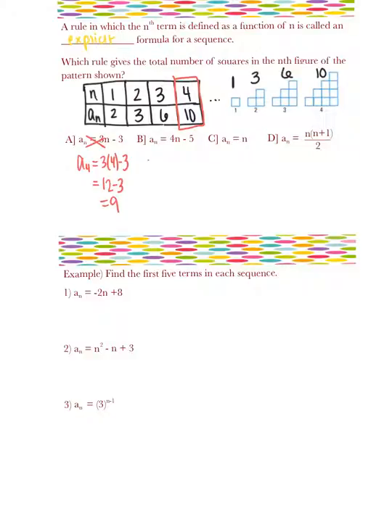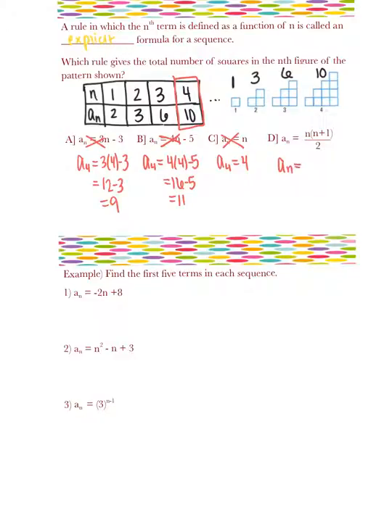Let's check out the next one. Does a sub 4 equal 10? I'd have 4 times 4 minus 5, and 16 minus 5 is 11, not 10. C, a sub n equals n. Well, that would mean that if I plug in 4, I'd get a 4 back. That doesn't work. So by process of elimination, D must be my answer, but let's check.